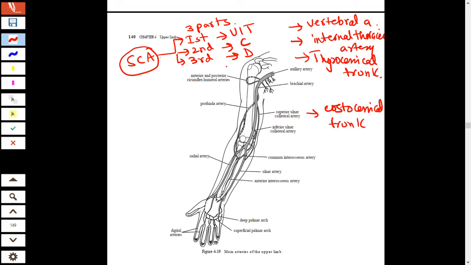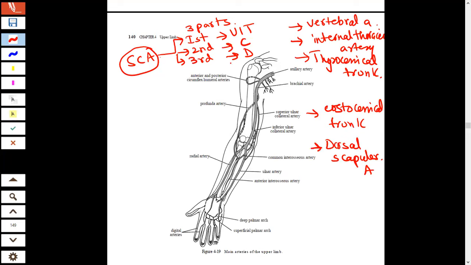And D, very important. D is your dorsal scapular artery. Very important, because it is going to help you in the anastomosis around the scapula bone. If there is any blockage to the upper limb, this dorsal scapular artery will help the blood supply of the upper limb to remain proper.